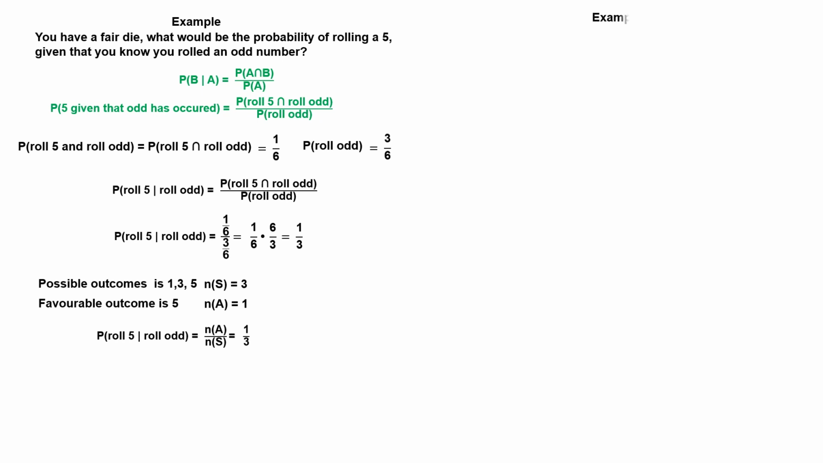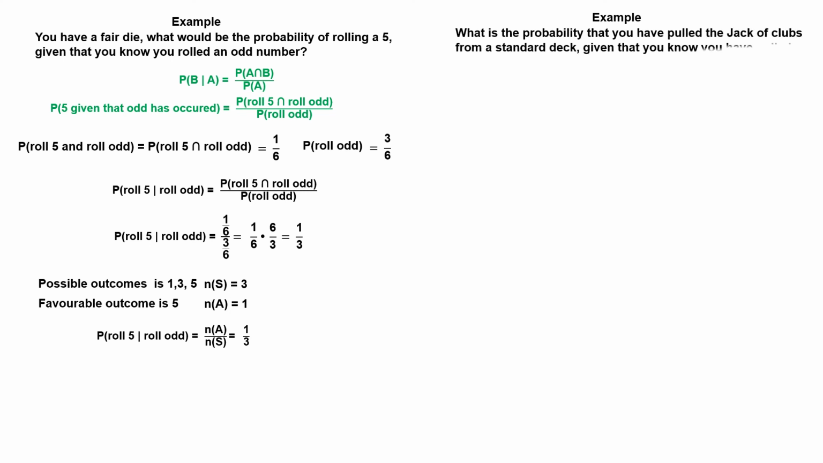Example. What is the probability that you have pulled the jack of clubs from a standard deck, given that you know you have pulled a face card? This is a given that problem, so we can use the conditional probability formula.